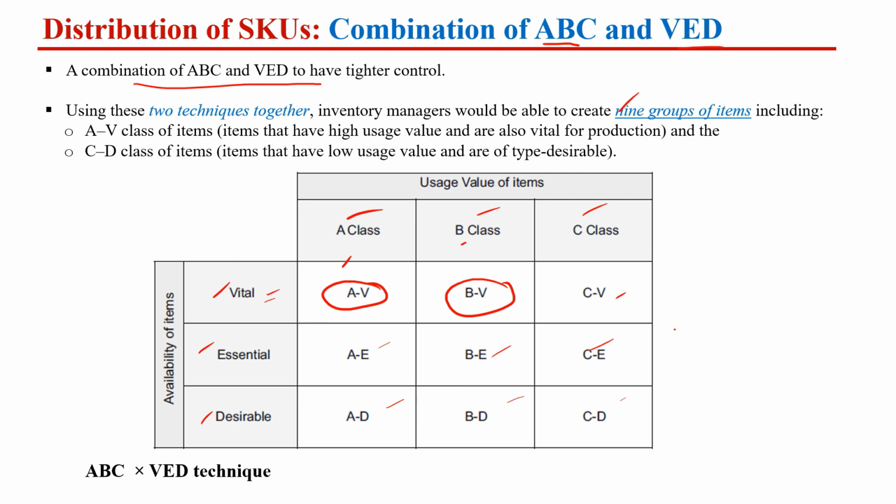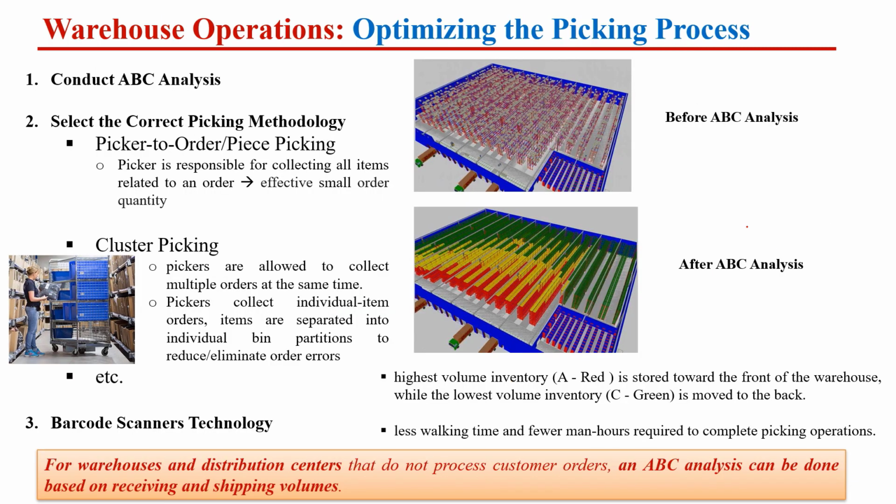Even we do have other methods as well, such as XYZ classification, which considers the demand variation perspective in classifying the SKUs. So you can use one or more than one classification approach. And the advantage of doing this classification of the SKUs is that we would be able to manage the warehouse or the store more effectively. As you can see in this picture, this is before ABC or VED or any other classification approach.